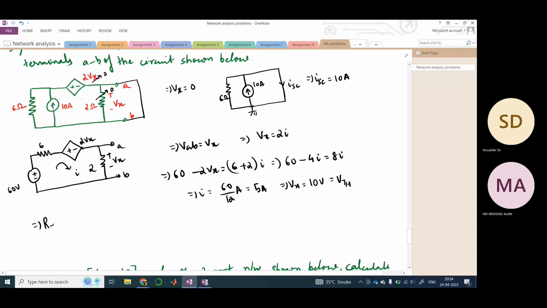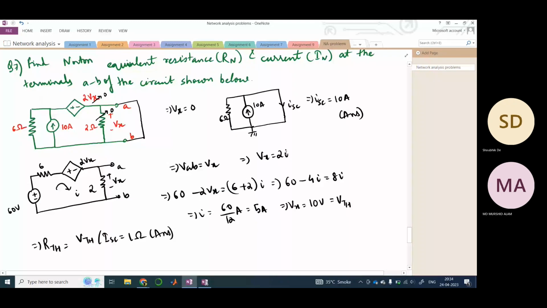Therefore, RTh would be how much? It's Vth by ISC. This is 1 ohm, right? So this is the answer. I hope this is clear. Simple problem. Right? Yes, sir.